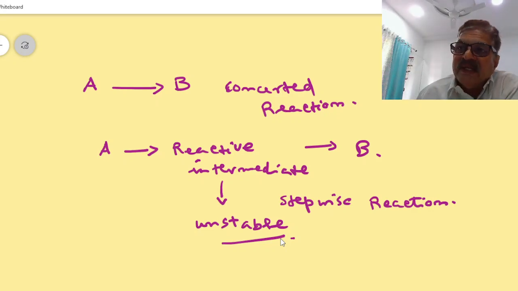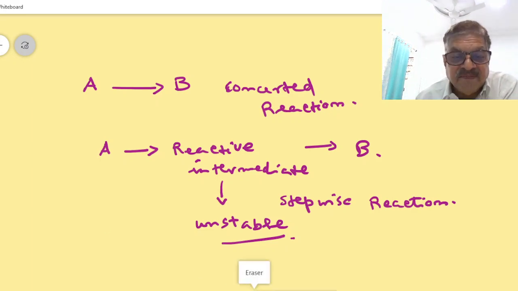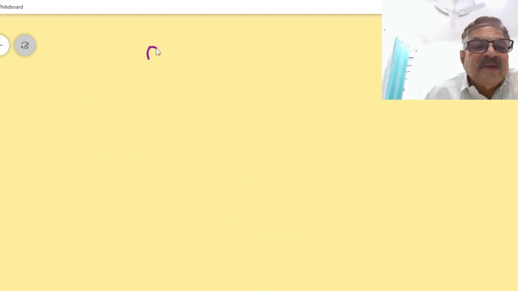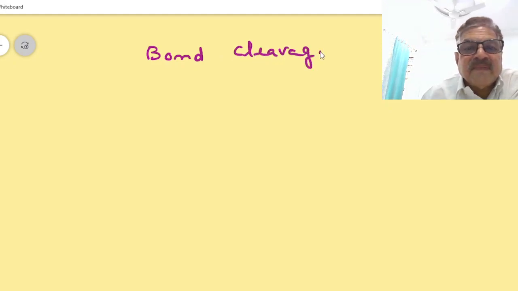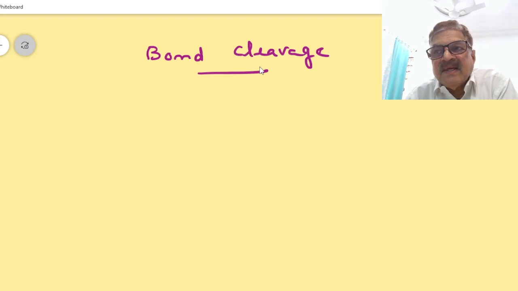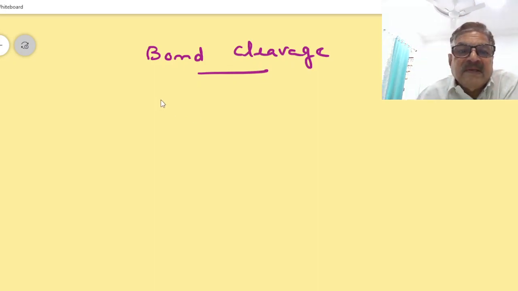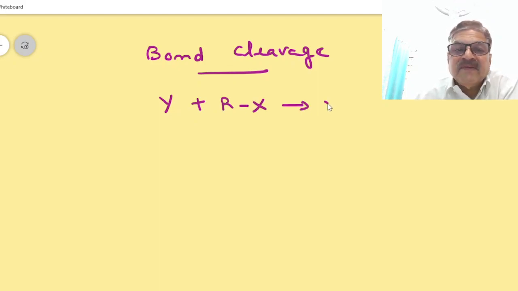Then let us examine bond cleavage. This is the most important aspect here. What is meant by bond cleavage? It is the breaking of the bond. Now we are concerned with covalent bonds. Suppose there is a Y reacting with R-X. This will give, say, Y-R plus X.